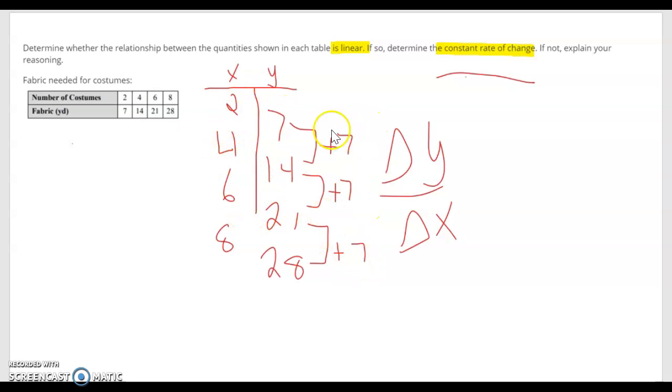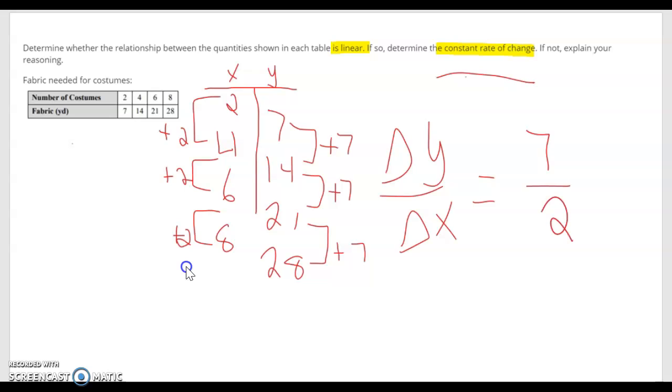That's constant. I also have to check the other side. That is plus 2. That is plus 2. That is plus 2. My change of y over my change of x is 7 over 2. It was constant. This is my constant rate of change. Yes, it is a line.